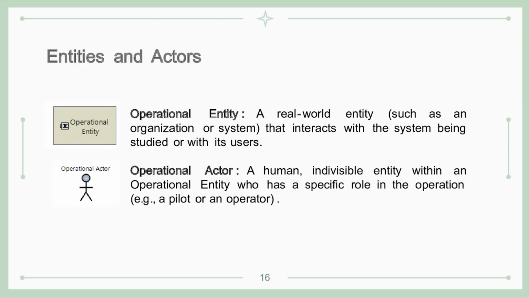Let's start by defining, in the context of Capella, what an operational entity and an operational actor are. Operational entity: a real-world entity, such as an organization or system, that interacts with the system being studied or with its users. Operational actor: a human, indivisible entity within an operational entity who has a specific role in the operation, e.g., a pilot or an operator.